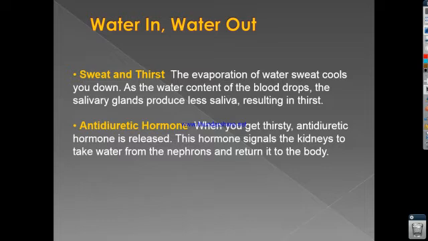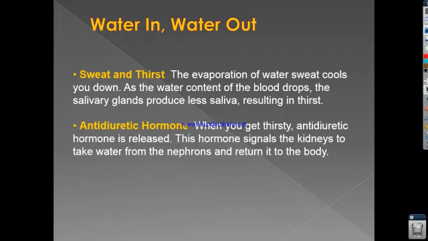Now, have you ever thought why you drink more water in the summer and make less urine? In summer you feel hot and your body is warm. The evaporation of water from sweat cools you down. As the water content of the blood drops, the salivary gland produces less saliva, so you feel thirsty. But you make less urine because of antidiuretic hormone. Antidiuretic hormone is a hormone that's responsible for sending a signal to the kidney to take water from the nephrons. The nephrons return the water to the bloodstream, and we can say ADH.